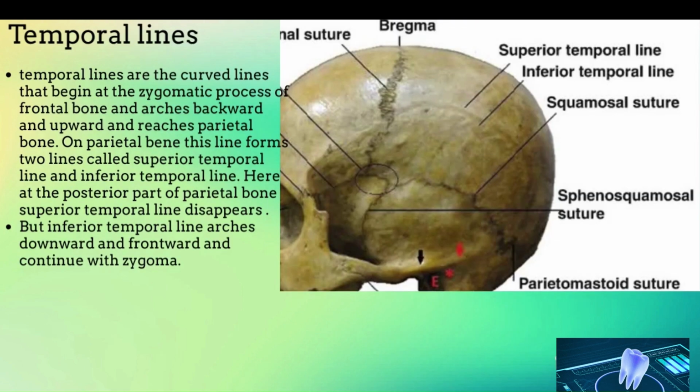And now here comes the last part of Norma Verticalis, that is the temporal lines. Temporal lines are curved lines that begin from the zygomatic process of the frontal bone as a single line, and arch backward and upward and arrive at the parietal bone. Here it divides into superior and inferior temporal lines. The superior temporal line disappears at the posterior of the parietal bone, but the inferior temporal line arches downward and frontward and continues with the zygoma.